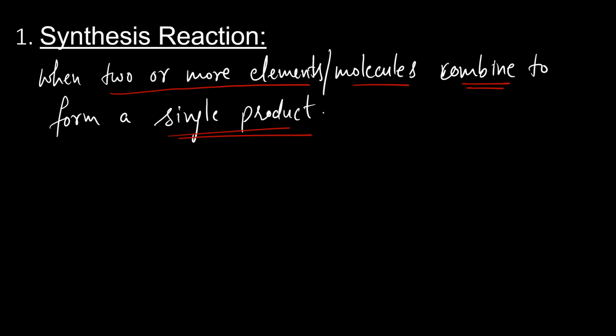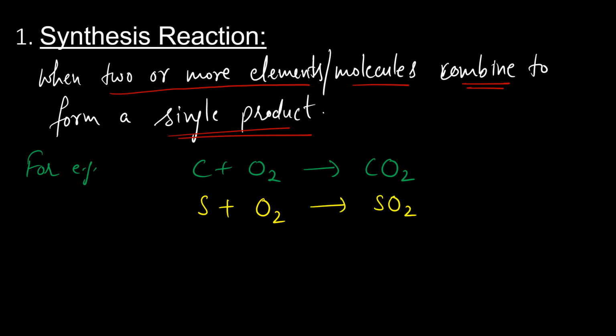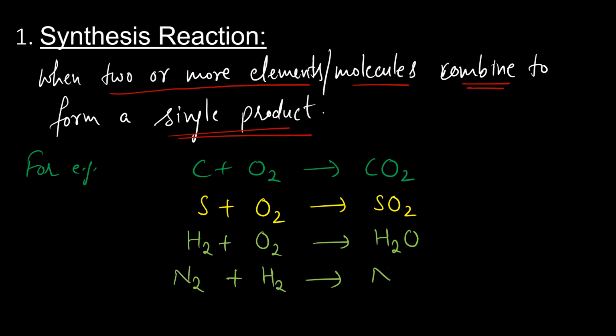Now let's see some examples. For example, if we are combining carbon with oxygen, we know it will form carbon dioxide. Similarly, if we are combining sulfur with oxygen, it's going to give you sulfur dioxide. Or if you are combining hydrogen with oxygen, it will give you water. And if I'm combining nitrogen with hydrogen, it will give me ammonia. And if I'm combining ammonia with HCl, then it will give me ammonium chloride.